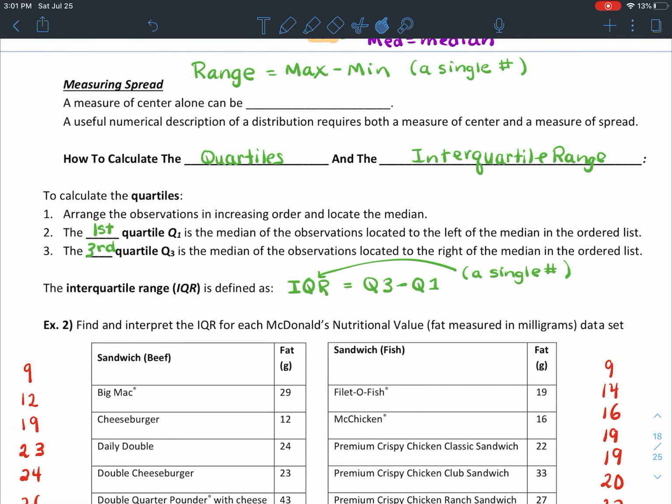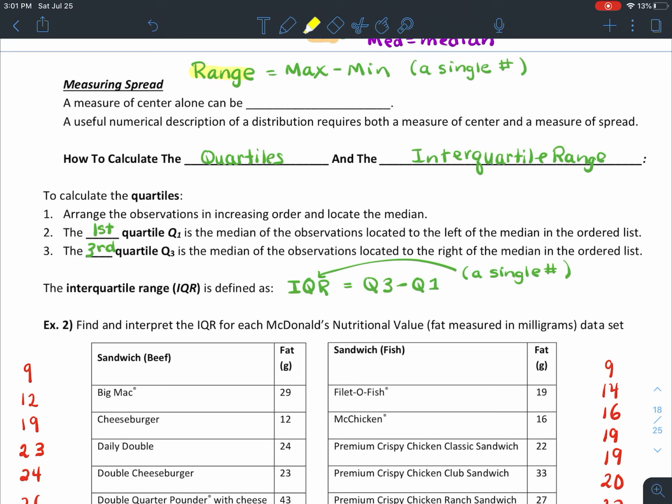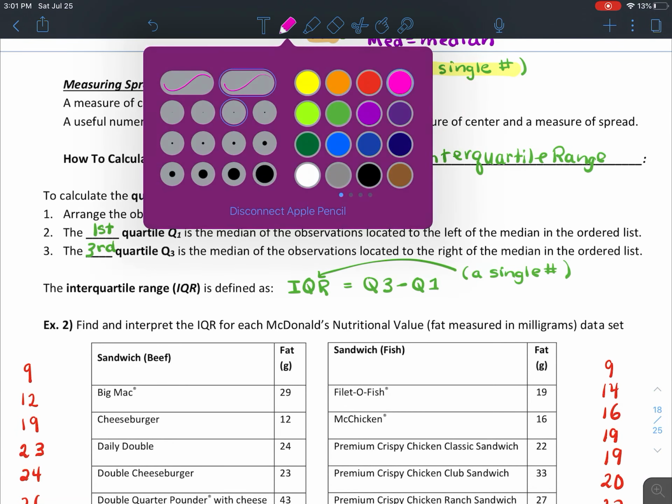Let's talk about numerical ways of describing spread. Okay? The simplest way to describe spread is by describing the range. Okay? The range is nothing more than taking the maximum value minus the minimum value. Here's what some people get confused though. The range is a single number.